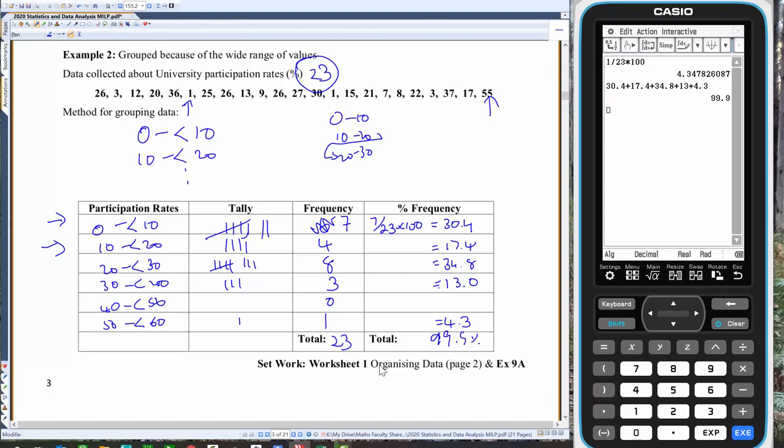And your work for the first part of this period will be to complete worksheet 1. That's page 2 of that. And there's a select few questions from 9A.